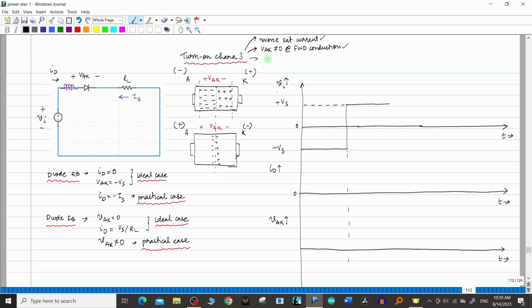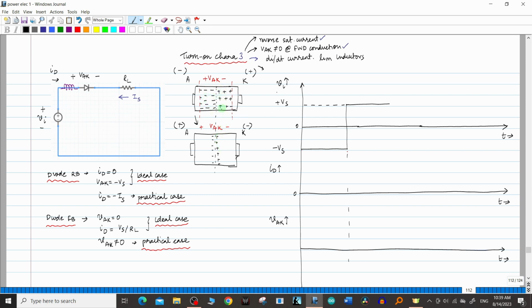Such inductors are called di/dt current limiting inductors. And the fourth non-linearity that we are going to introduce is this: this is the diode in the reverse bias condition. I have drawn it here. You can see the depletion region is very big, a wider depletion region. But in the forward bias condition, the depletion region is almost negligible.